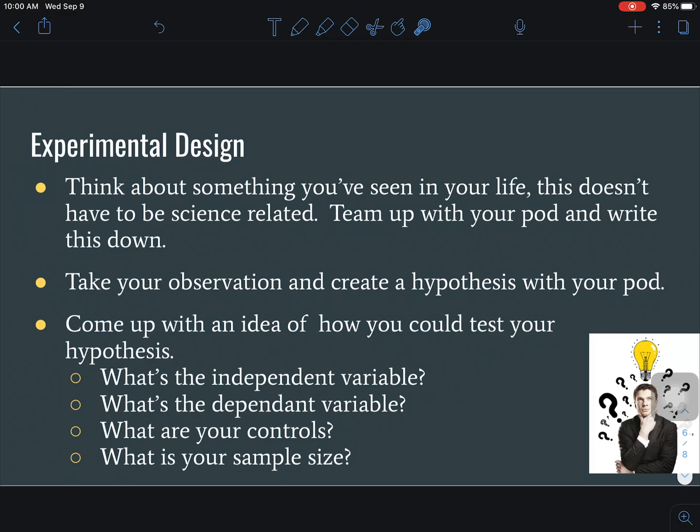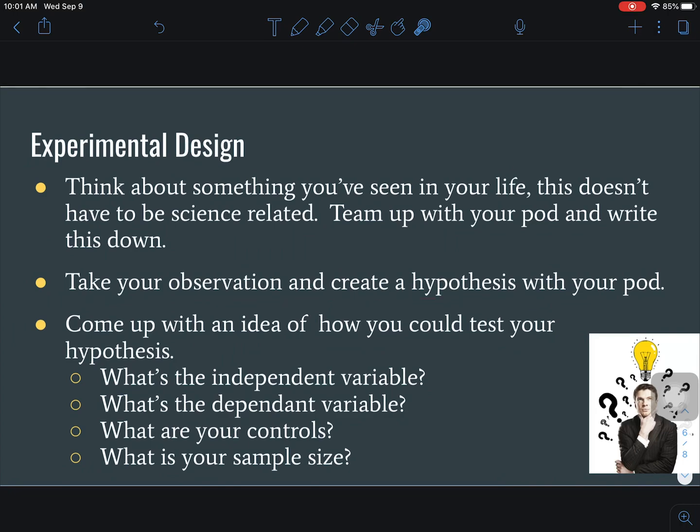So experimental design is something you've done many times. And it says team up with your pod and write this down. We aren't going to be in pods. We're doing this virtually, but the idea is the same. Think about something you've seen in your life that doesn't have to be science related. You're going to take some observations and create a hypothesis.